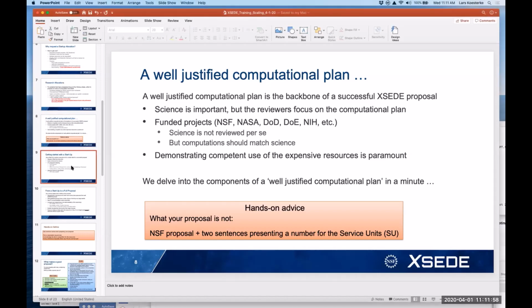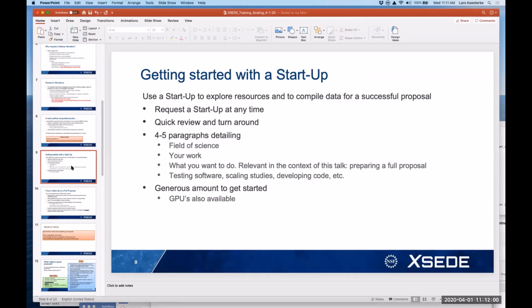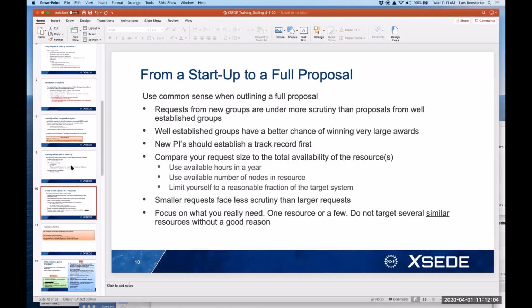On my next slide, I'm just repeating the startup thing. You can review that later. Ken went into a lot of detail. But once you go from a startup to a full proposal, you have to always apply some common sense when writing your proposal. There are just a few facts of life that you cannot avoid.